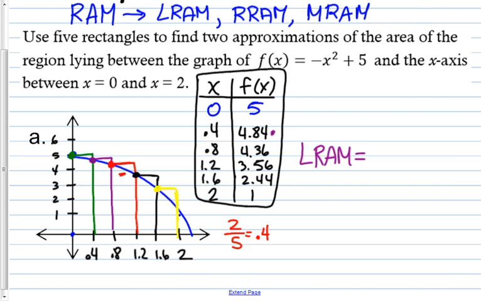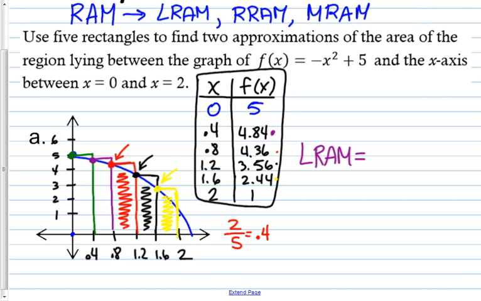The third rectangle, this one right here, is going to be 0.4 wide, but with the height of this point. And what is the height of that point? 4.36. The next rectangle, which is this one right here, is 0.4 wide, but it has a height of the left point, which is right there, 3.56. The next rectangle has a width of 0.4, but the height is the 2.44.